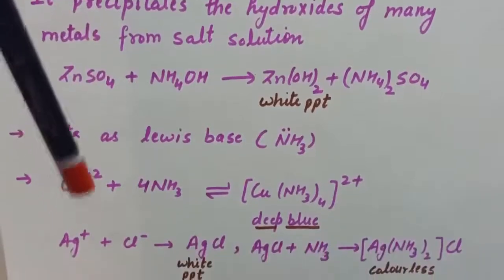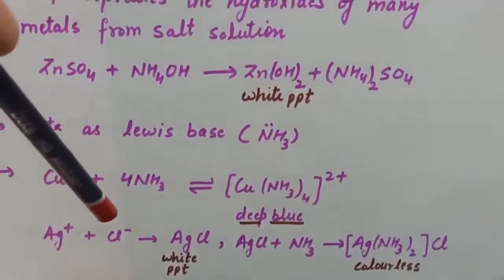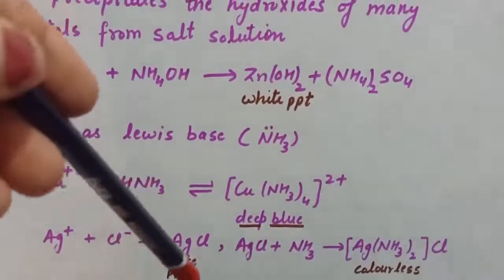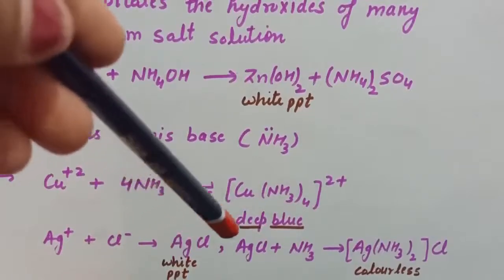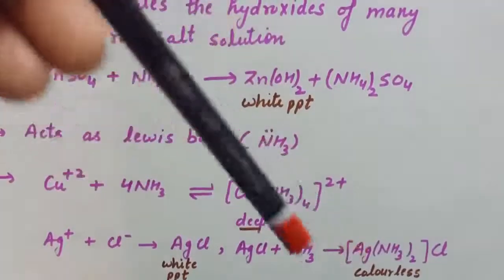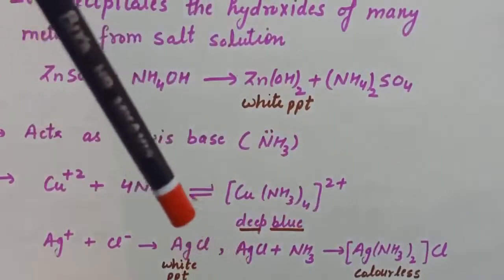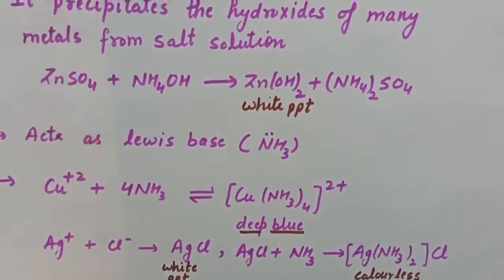Similarly, we have Ag+ and Cl-, which combine to give a precipitate of AgCl, and when this AgCl combines with NH3, we get a colorless solution. So from here we can detect Ag+ ions and copper 2+ ions from the solution.